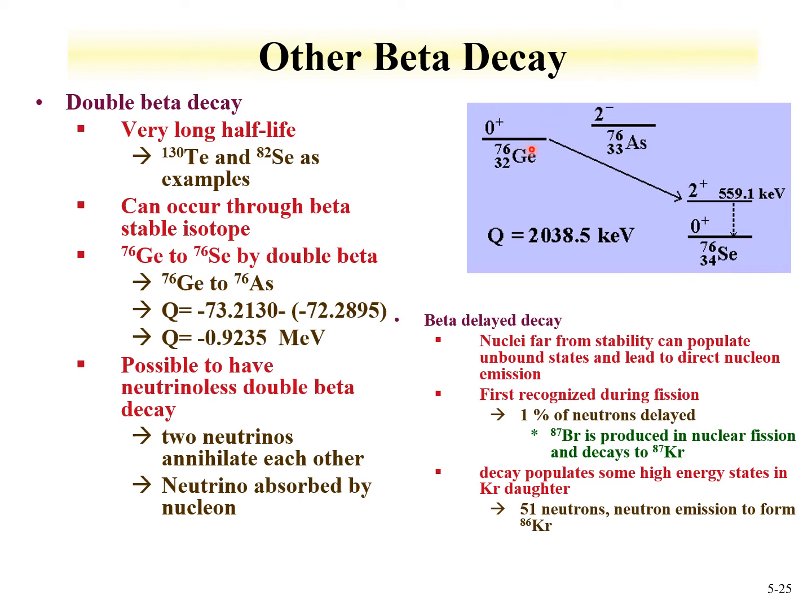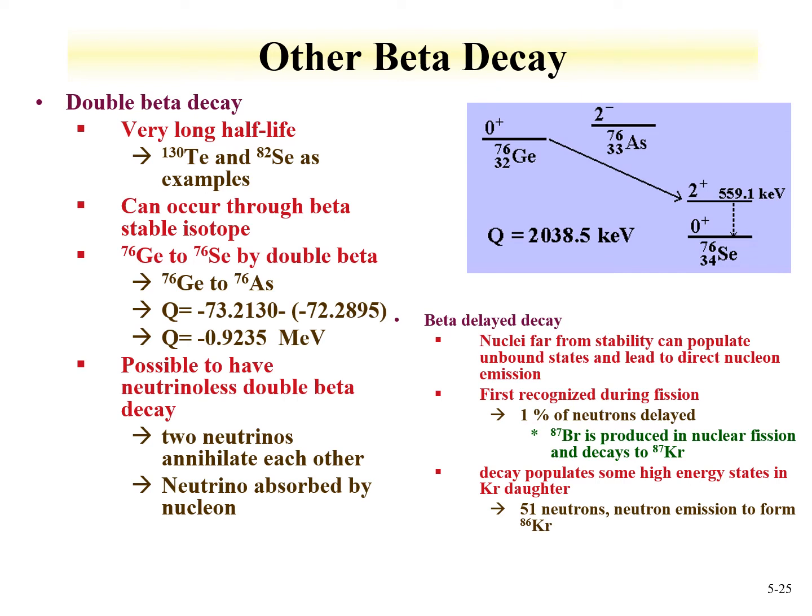This germanium, if it went through a single beta decay, would have to gain energy. It can lose energy if it skips this arsenic step and goes straight to the selenium. Now these have very long half-lives. It's also possible to have neutrinoless double beta decay, where either the neutrinos annihilate each other or they're absorbed by a nucleon.